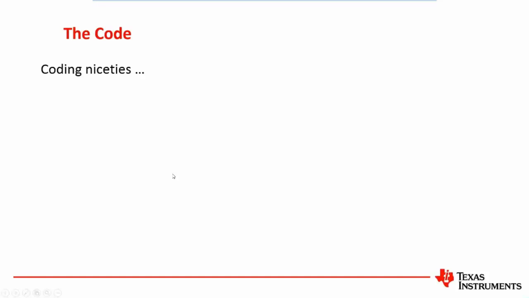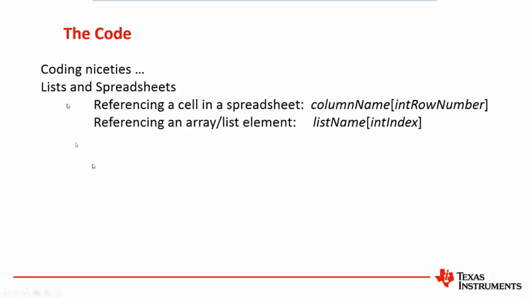Also, when you're writing code that you want the user to interact with, it's nice to give them useful messages so that they know what's going on. We also, very briefly, talk about lists and spreadsheets. When we reference a cell in a spreadsheet, it's just the name of the column with square brackets and then the row number. If we're referencing an array or list element, then it's the list name and the index reference.